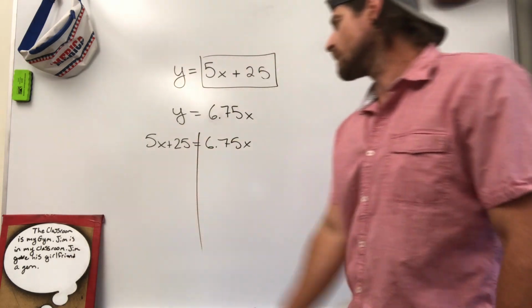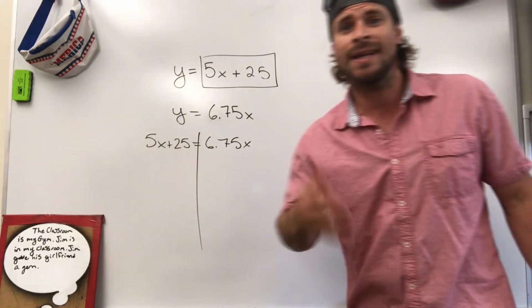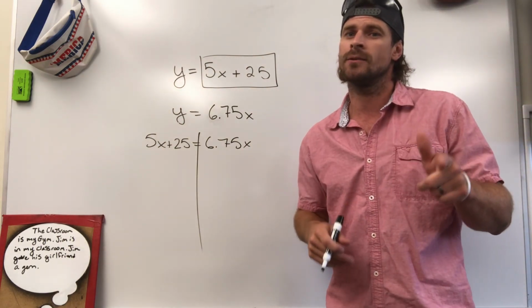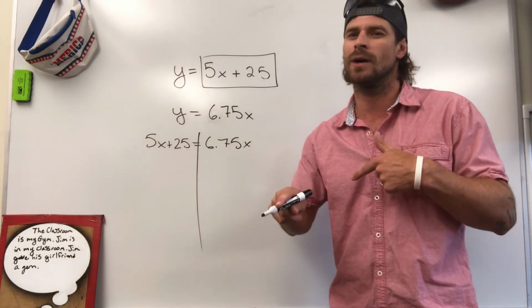Okay, we're gonna draw a line down the middle. We're gonna work it out just like we would any multi-step equation. We're gonna figure out what x is, and once we know what x is, we're gonna use that value so we can figure out what y is. Get it? All right.